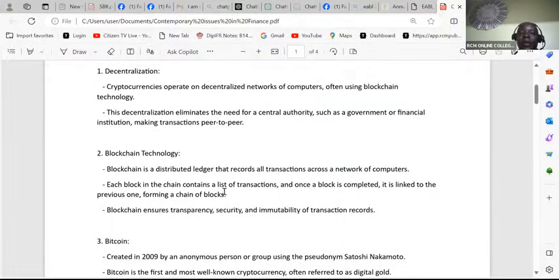Blockchain technology. Blockchain is a distributed ledger that records all transactions across a network of computers. Each block in the chain contains a list of transactions, and once a block is completed, it is linked to the previous one, forming a chain of blocks. Blockchain ensures transparency, security, and immutability. Nobody can change transactions in any block. Now, ladies and gentlemen, please listen to me. You must have heard of blockchain.